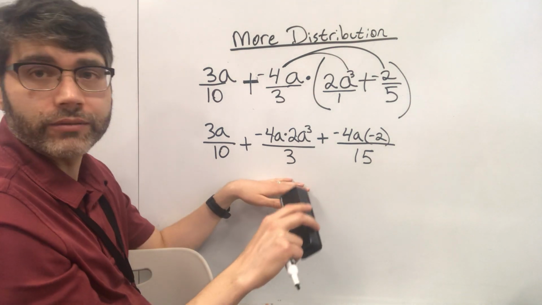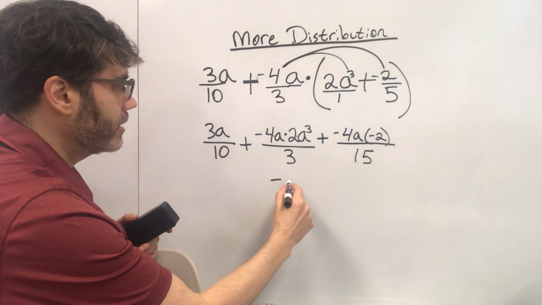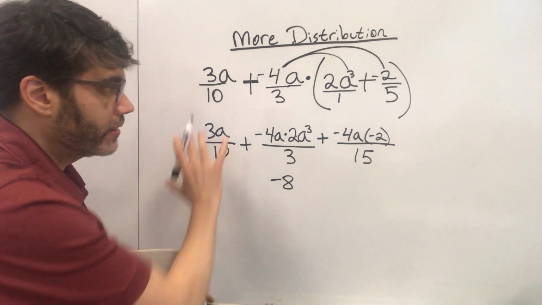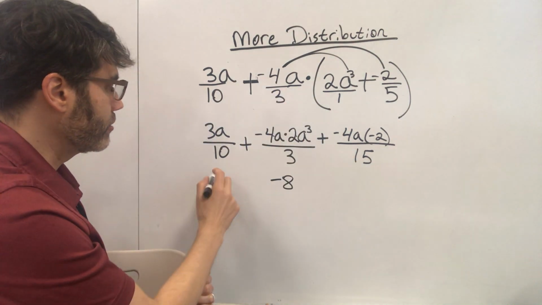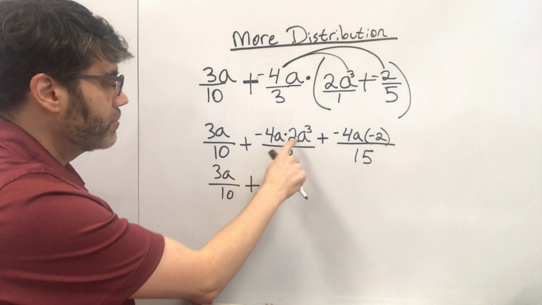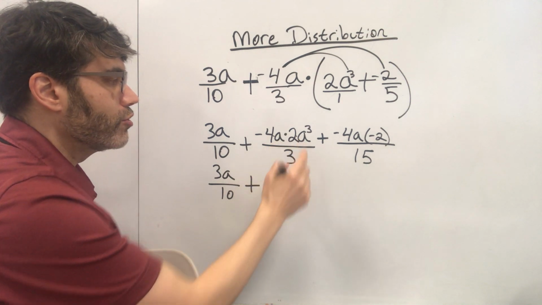Actually, yeah, I do have enough room, so I'll write it down here. Please show your work as best you can. I might need to erase because I only have so much space on the video, but please always bring it down. So it's 3a over 10, just bring that down. This becomes negative 8. And then here, a times a cubed.